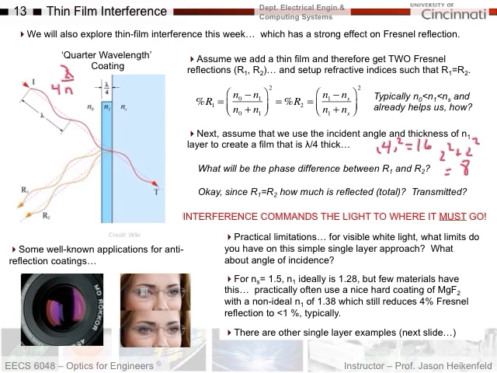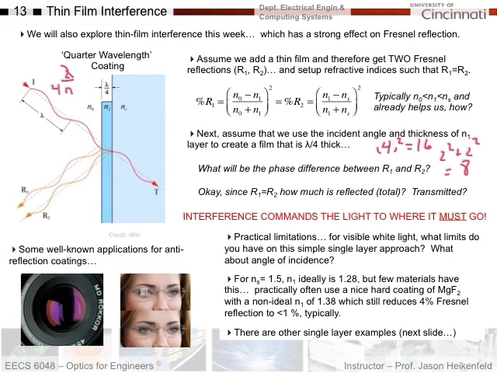And so what happens is, remember, by interference principles, you don't destroy the light. It just tells it has to go somewhere else. And so it tells it has to transmit. Again, you get perfect transmission for this case because the reflected portions are interfering destructively. Again, interference commands the light where it must go.